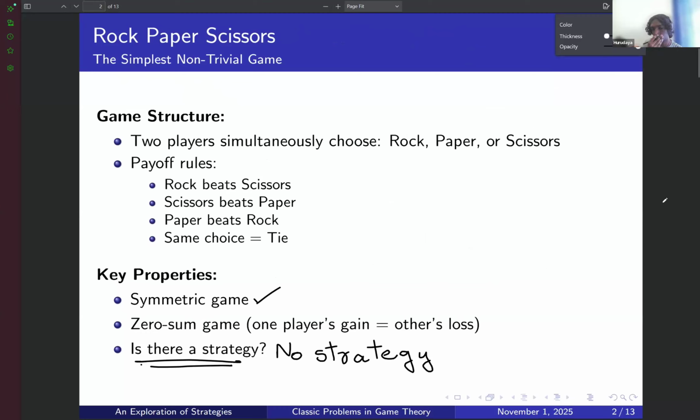What I mean by symmetric here is, if you have two players, player one and player two, both of them have the same choices. So both can choose between rock, paper, and scissors, and both of them play simultaneously. Yes, sir.